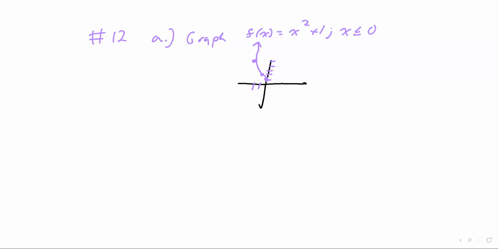Then part B states, from the graph of f, is f 1-to-1? Yes or no? Right now it is, right? So we would say yes, and it's because it passes the vertical and horizontal line test. So we're good there, right? Part C states, write the domain. So what's the domain?